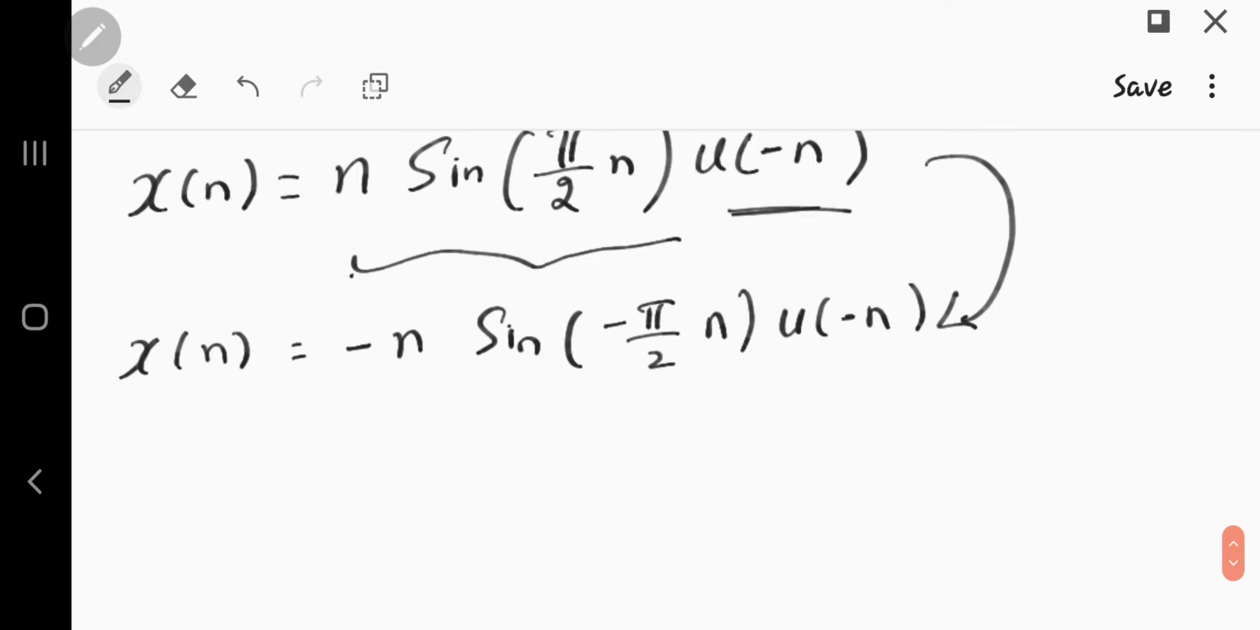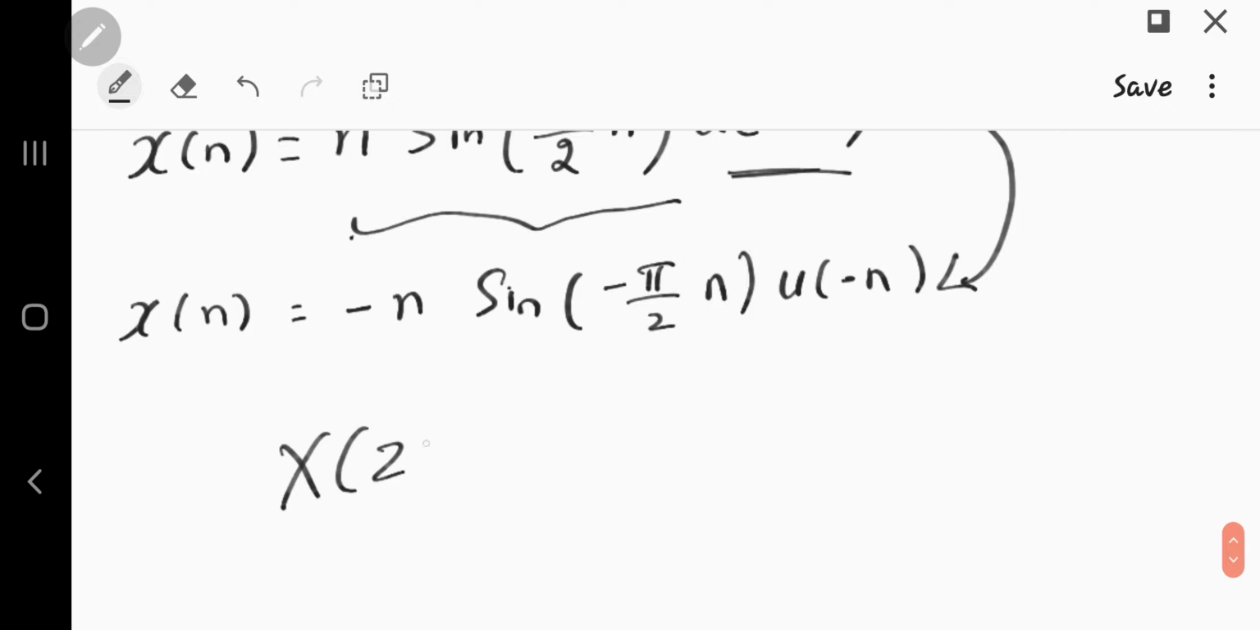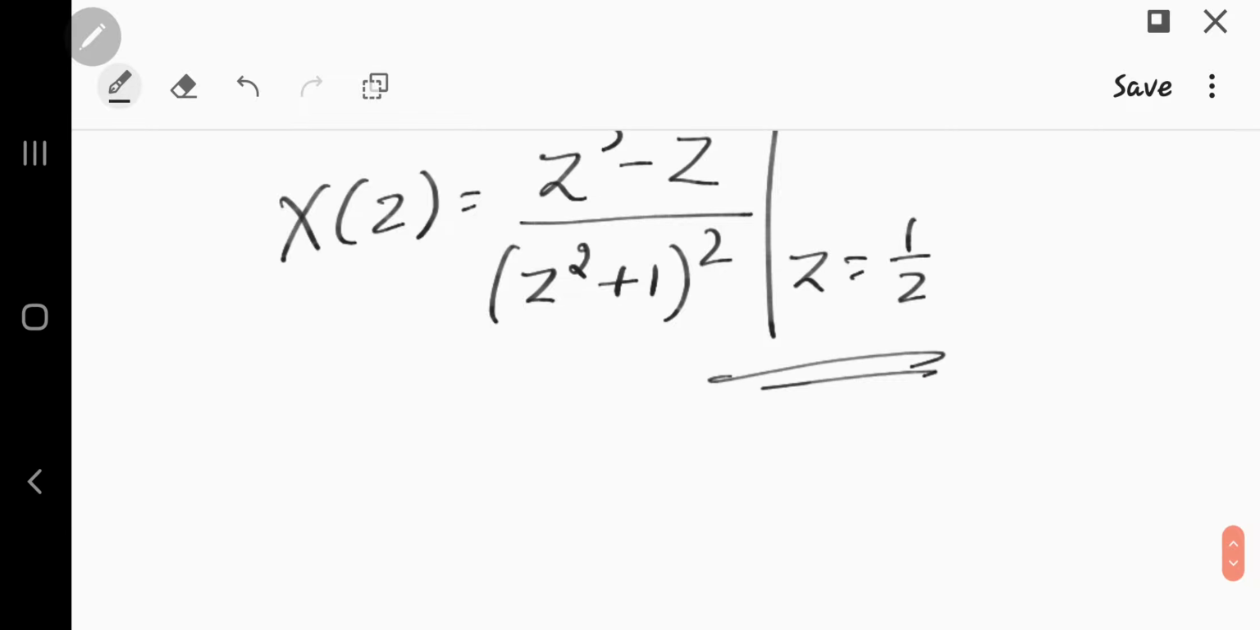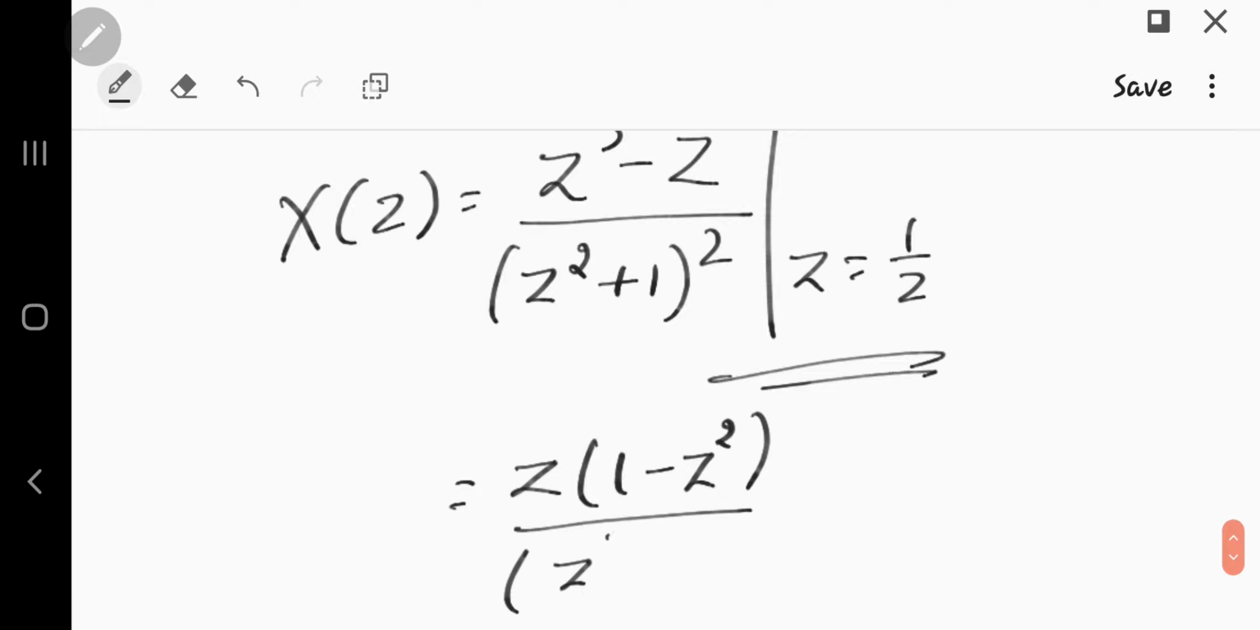So finally you should get X of z for this as z cube minus z divided by z square plus 1 whole square, where z will take 1 by z here. So this is the final answer, or if you apply that z is equal to 1 by z, you should get z into 1 by z square divided by z square plus 1 whole square. So final answer.